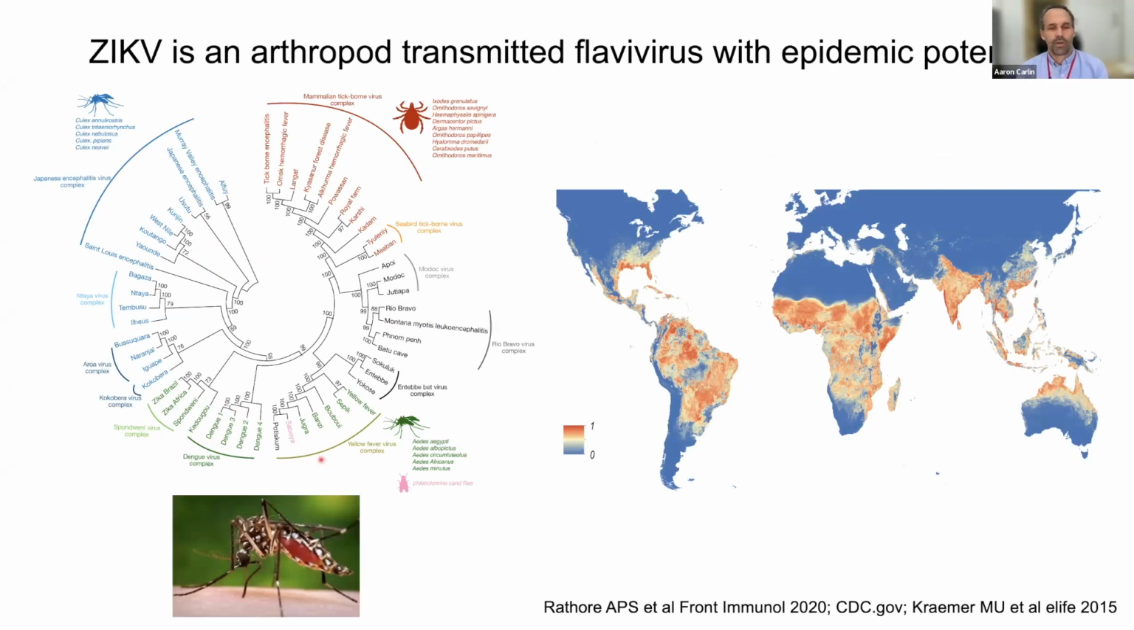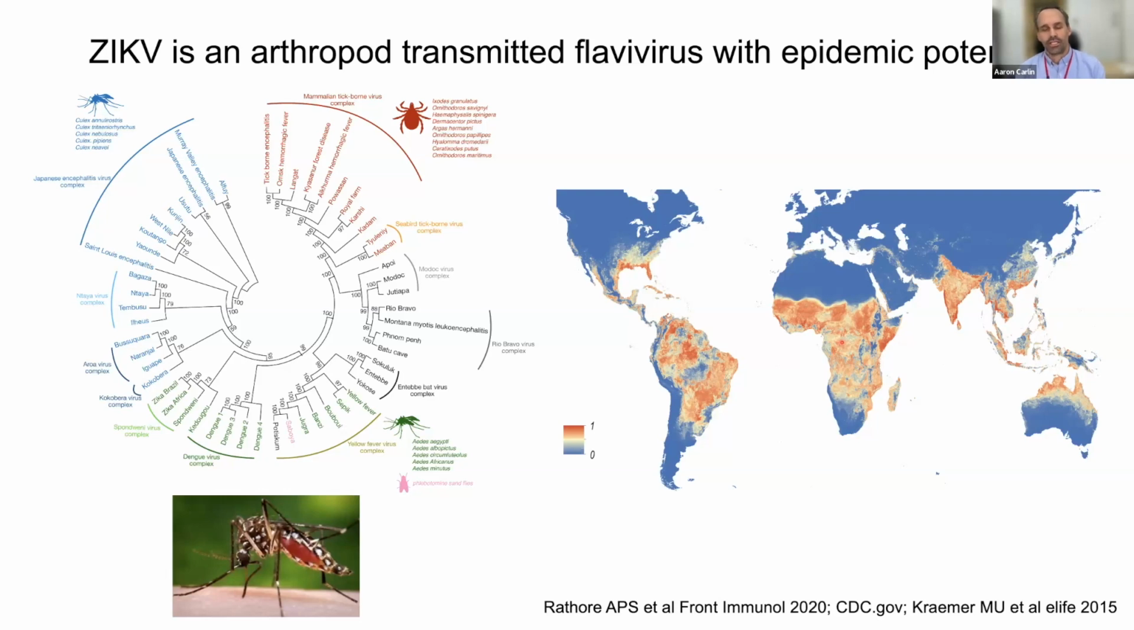Zika virus is primarily transmitted by mosquitoes, Aedes mosquitoes, like Aedes aegypti. And Aedes aegypti live in tropical and subtropical parts of the world. And they have adapted well to replicate in urban environments and often cohabitate with humans, making them a really important vector for the transmission of human disease.